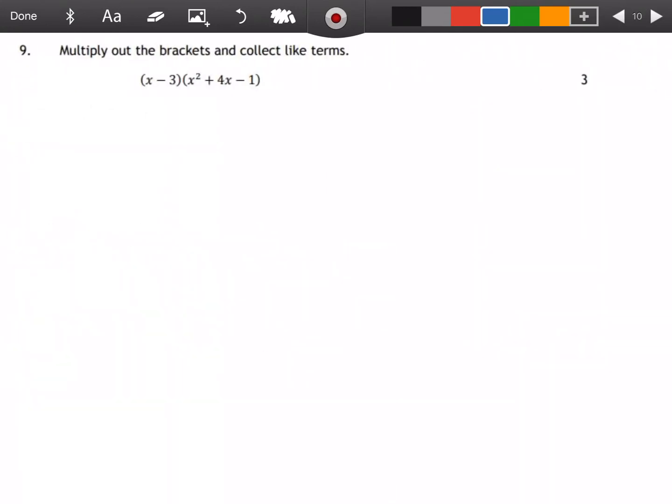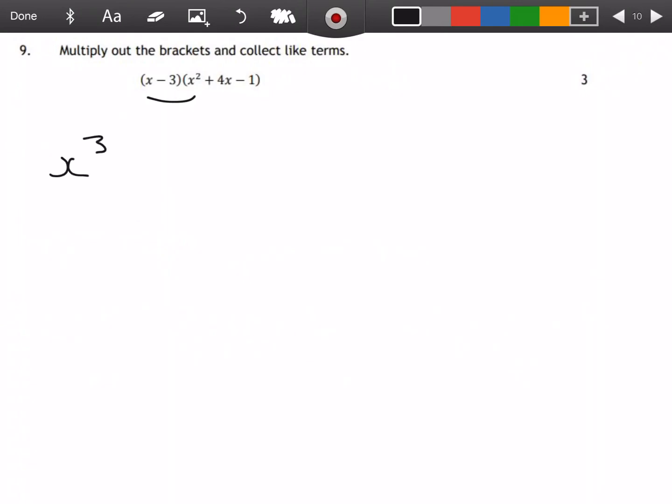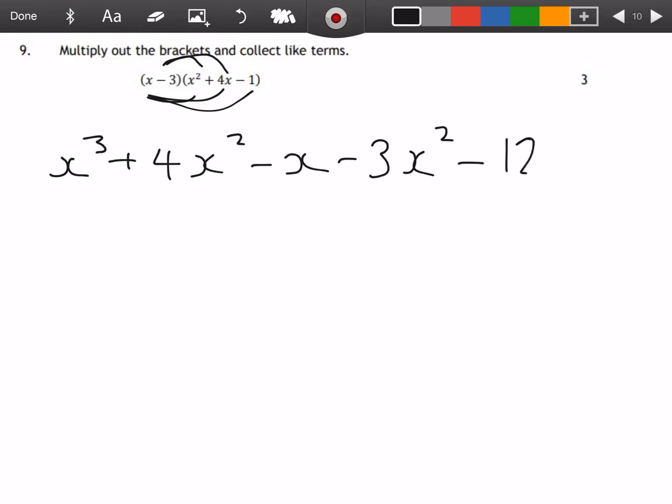Number 9, multiply out the brackets and then simplify. I'm going to do this very quickly. I think we're all quite good at this. x cubed plus 4x squared minus 1x. Now I'm going to multiply everything in the second bracket by the minus 3. Minus 3x squared, minus 12x, minus 3 times minus 1. Remember, you're multiplying, so the negatives make a positive. Minus 3 times minus 1 is a positive 3.